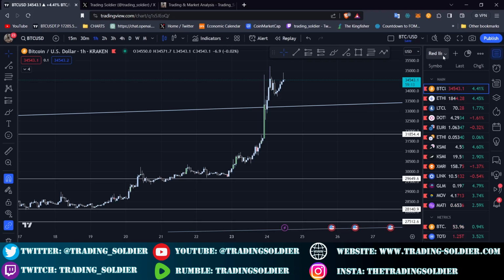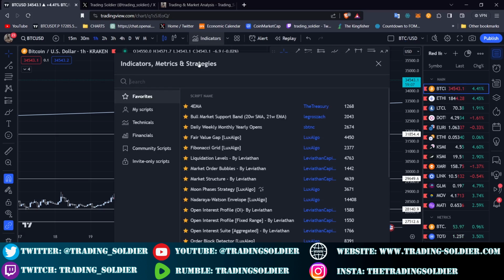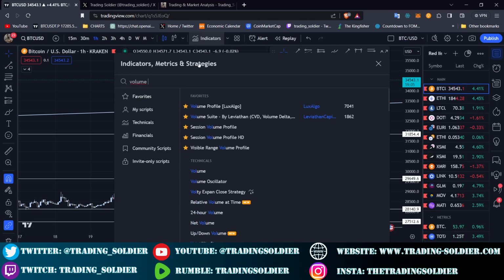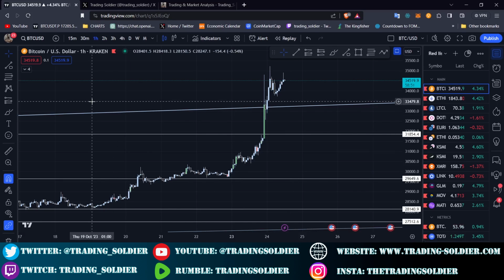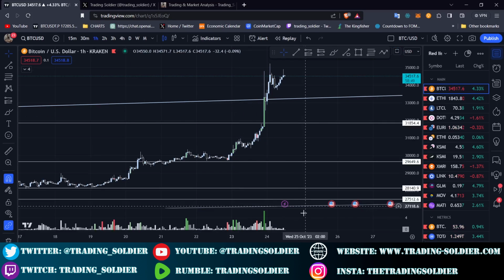So to load this indicator in the TradingView dashboard, you should go to Indicators and here type in Volume Suite. And you see here this indicator, Volume Suite by Leviathan, CVD Volumes Data by LeviathanCapital. You should click this. I have already loaded it in my chart. And when you load it, you see this indicator right down here.